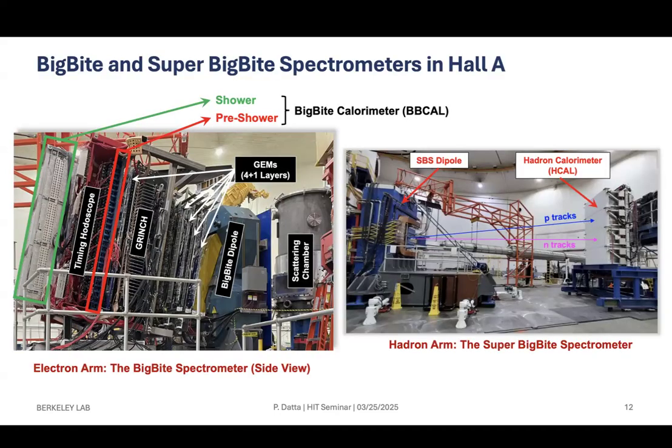What's the typical proton and neutron momentum? Oh yeah, it's in between 2 to 8 GeV. Wow. Yeah.